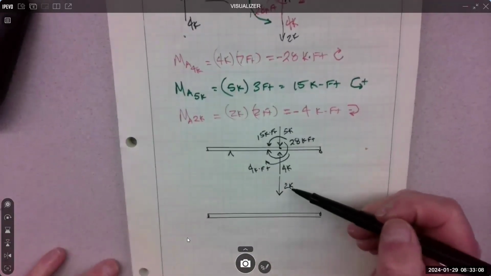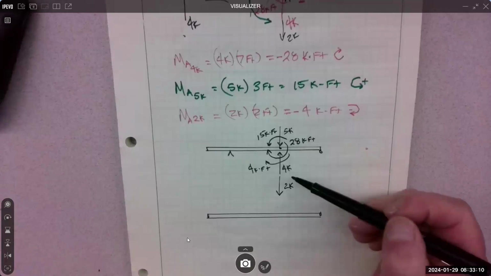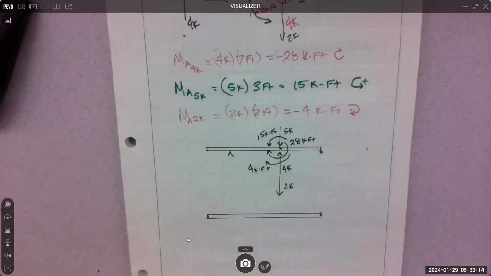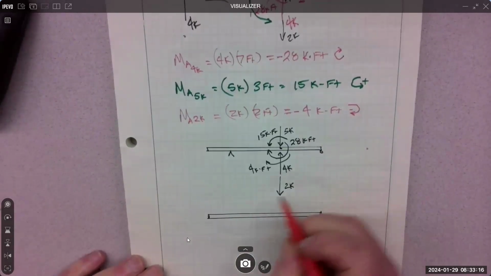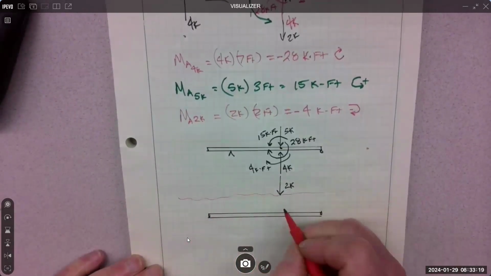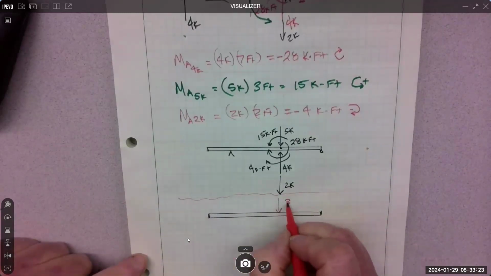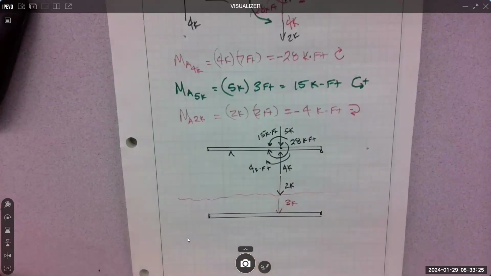So 2K down, 5K down, that's 7 down, 4 up. We have a resultant of, what, 3? 3K down. Right? We got 5 down, 2 down, that's 7 down, 4 up. The difference is 3 down.